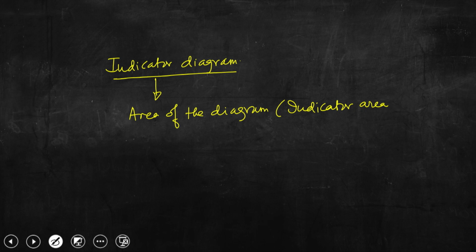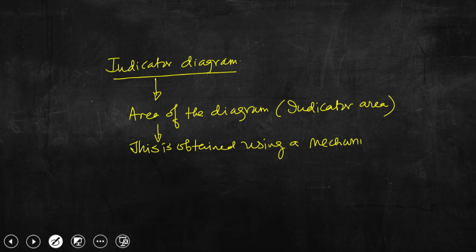Indicator area. Okay. If we need to know the area of the diagram, this is obtained using a mechanical planimeter that you have studied in your undergraduate course. So, the mechanical planimeter is used to obtain this area.